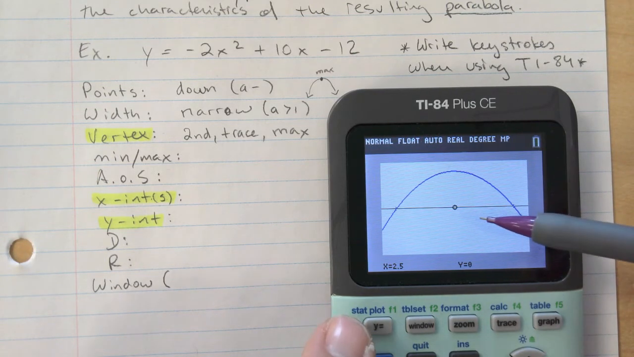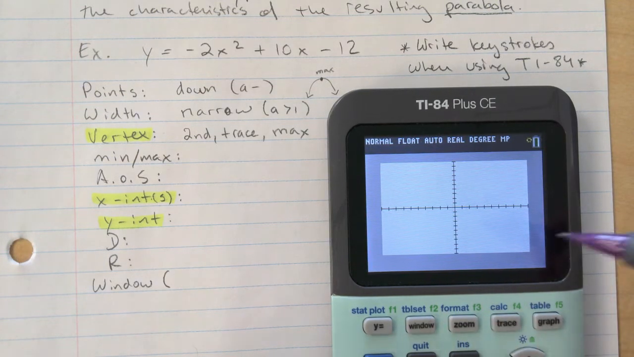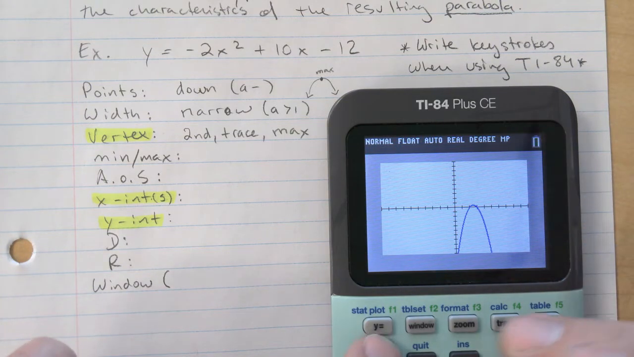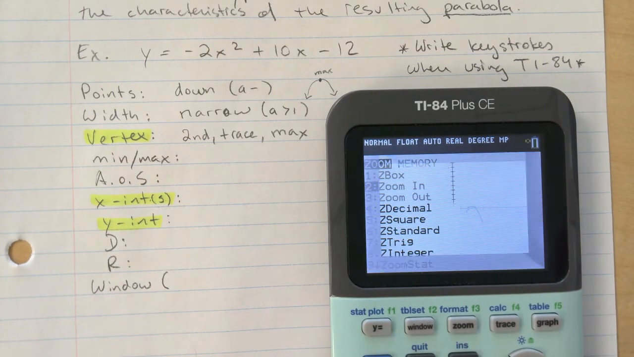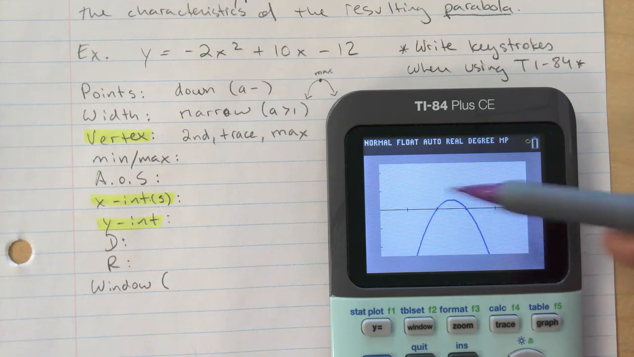And if you don't like it, no, what did I do? Zoom 6, right? Zoom 6 gets you back to negative 10, 10, negative 10, 10, and then you can try it again. Zoom in, right? I'm going to go here and hit enter, and there it is.